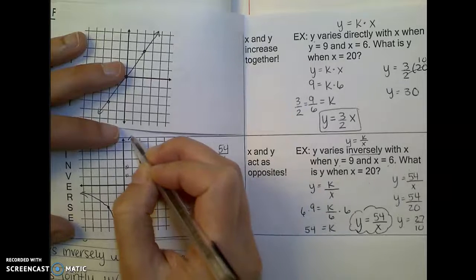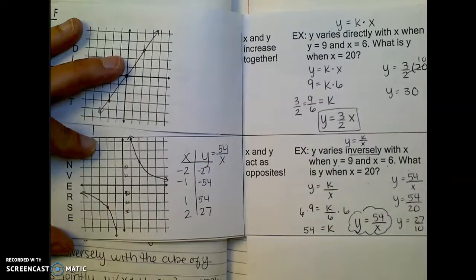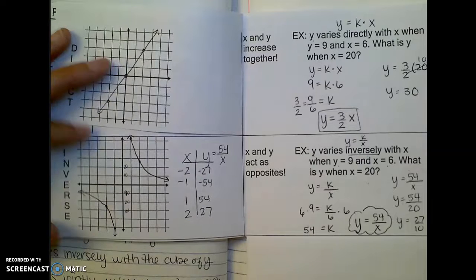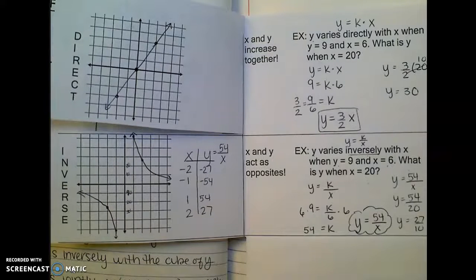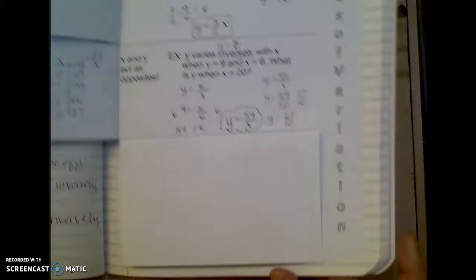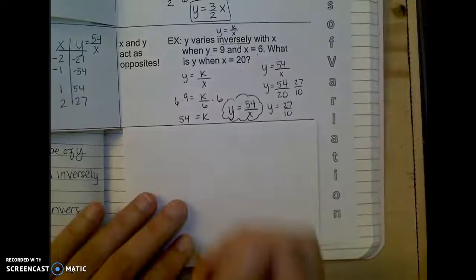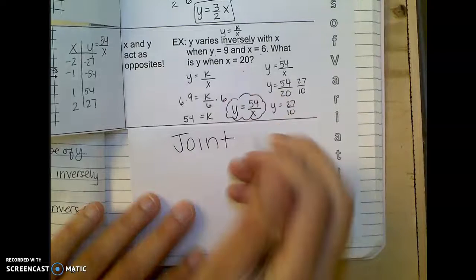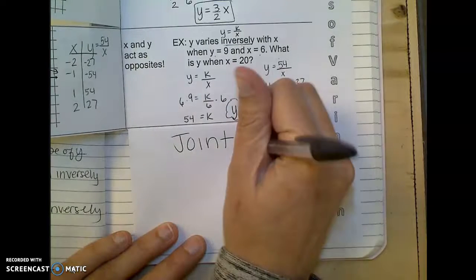And so we get kind of 2 pieces of a graph here, which we'll definitely take a look at those graphs some more after we take our quiz. So don't worry too much about graphing anything yet. Okay, so then the last type of variation that we have is joint variation. So if we vary jointly, we have joint variation.